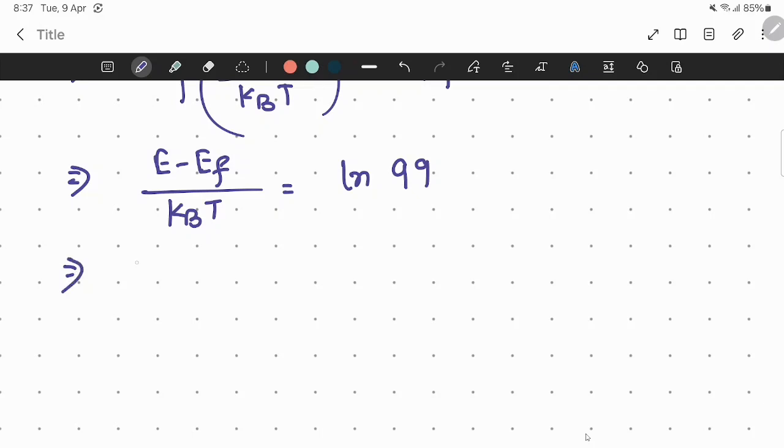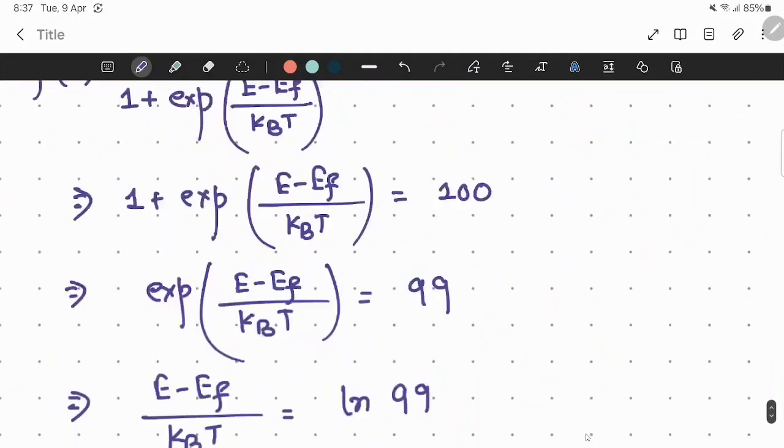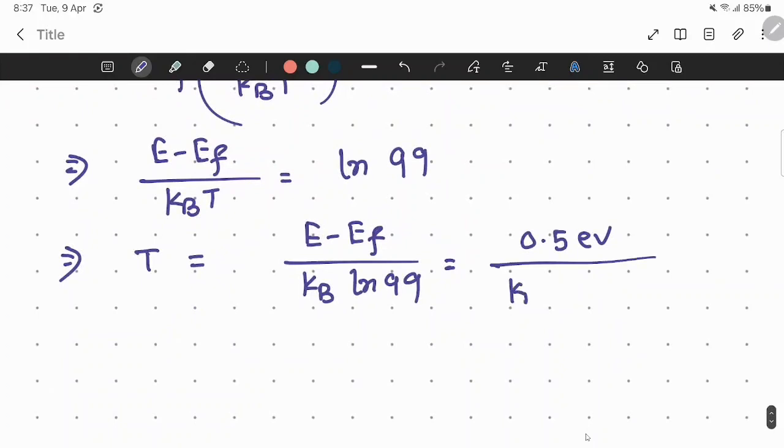Correct. So from here the temperature you can find out. This will be E minus EF over KB ln 99. Is their value ln 99? Okay. So what is E minus EF? E minus EF is given 0.5 electron volt, right? This is just 0.5 electron volt above, divided by KB into ln 99, which is 4.59.